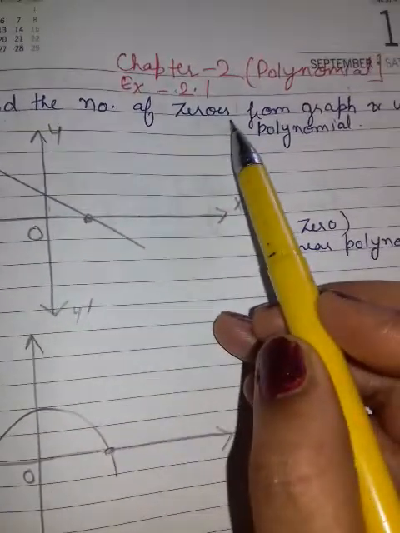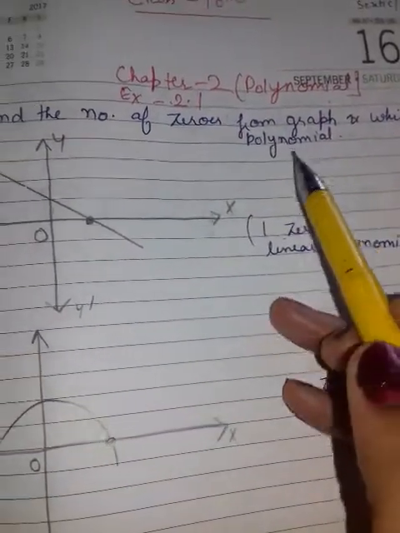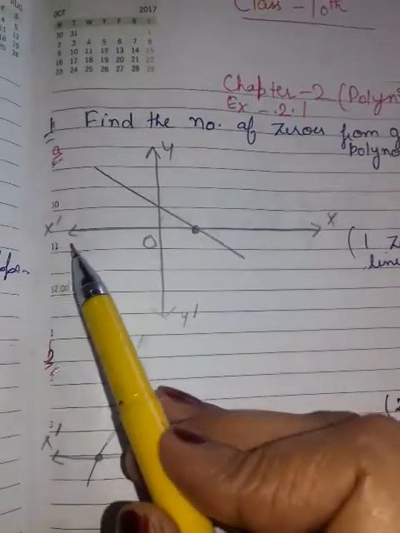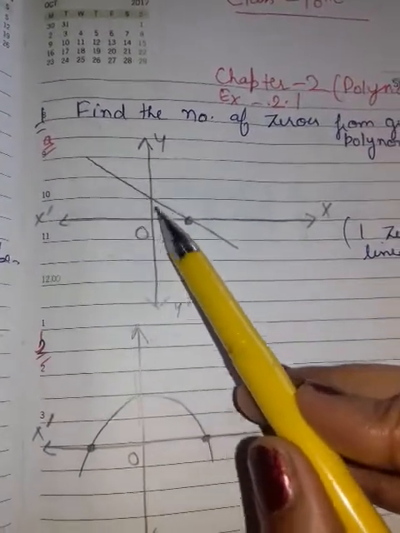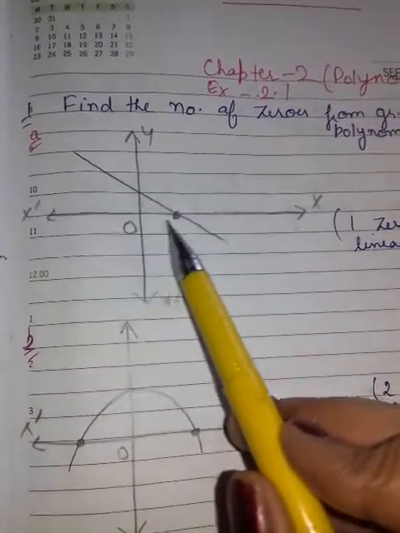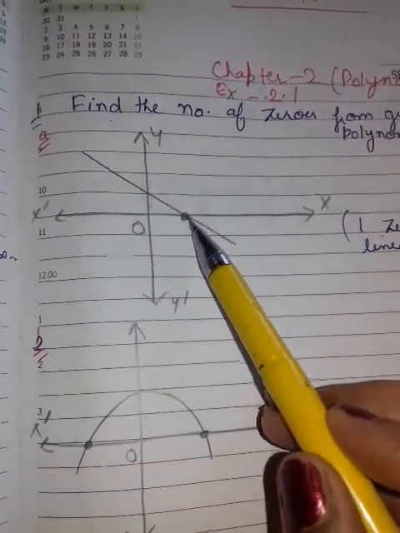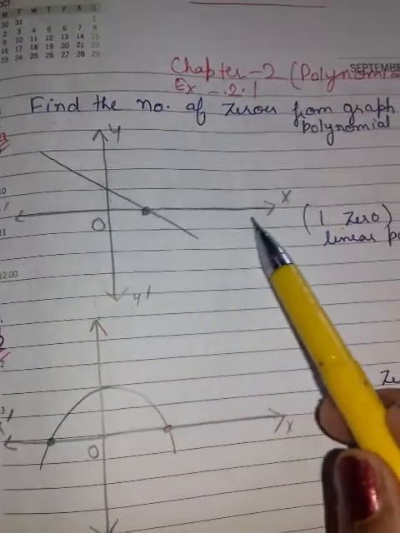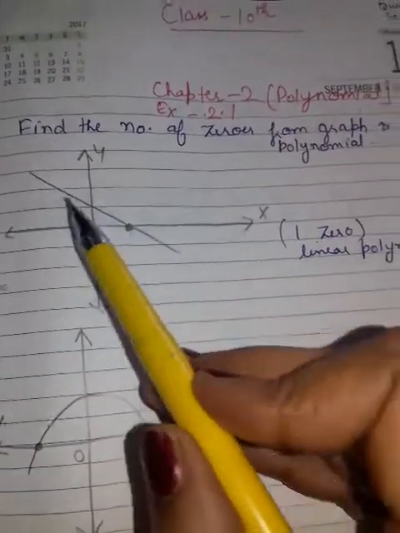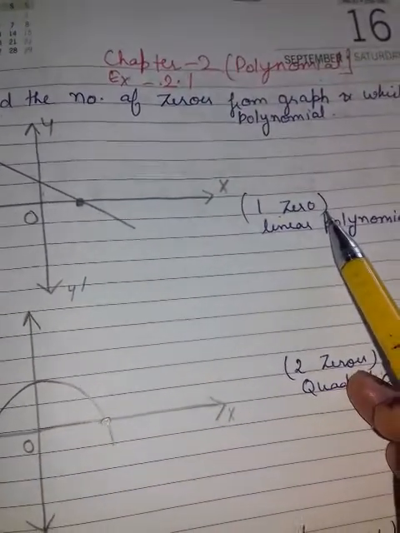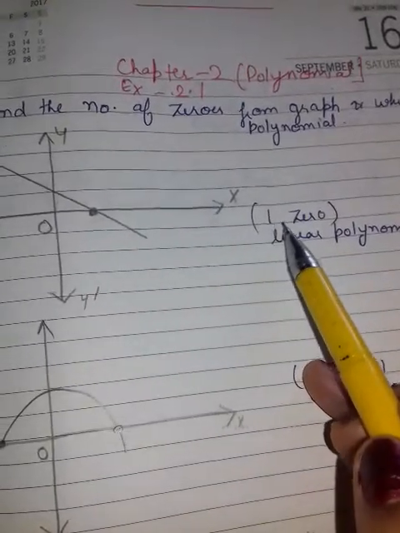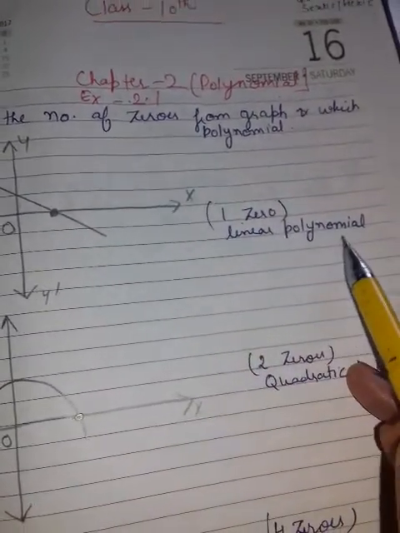Find the number of zeros from the graph and which polynomial is here. You will see one line is here which is intersecting your x-axis, means horizontal way, on one point. How many times will it cut? One time. So 1 zero is here. If having 1 zero, then you have a linear polynomial.